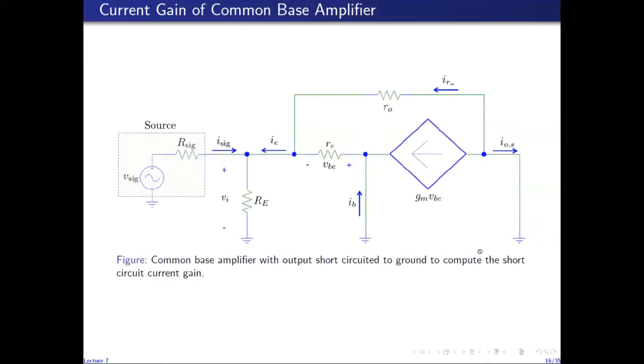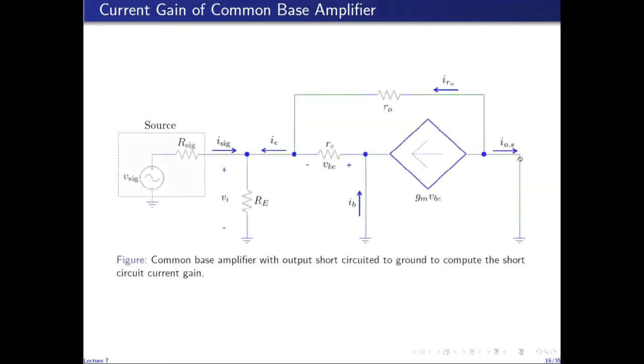So this is the AC equivalent circuit to find the short circuit current gain of the common base amplifier. This is the same circuit as before. We have just shorted RL to ground. So RL has been replaced with a short circuit, which essentially short circuits RC, so RC has been effectively shorted out as well. IOS represents the short circuit output current, and we intend to find the ratio of IOS to ISIG, because ISIG is the input current of the amplifier.